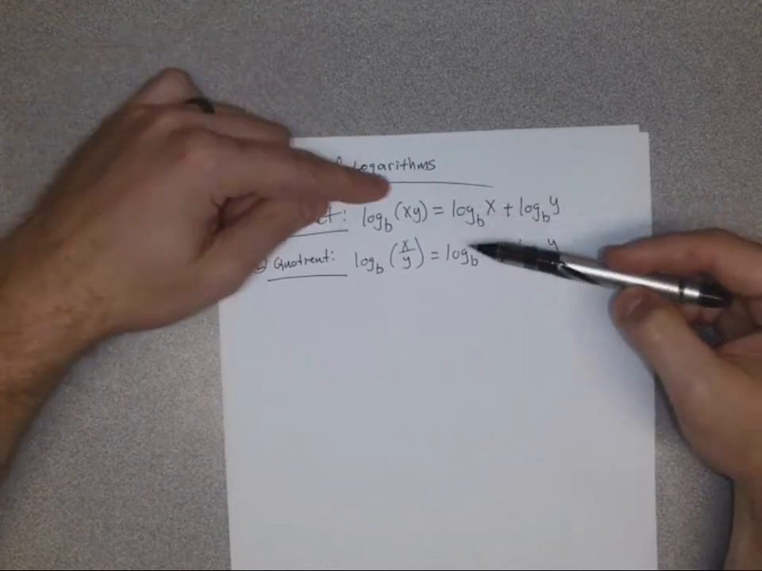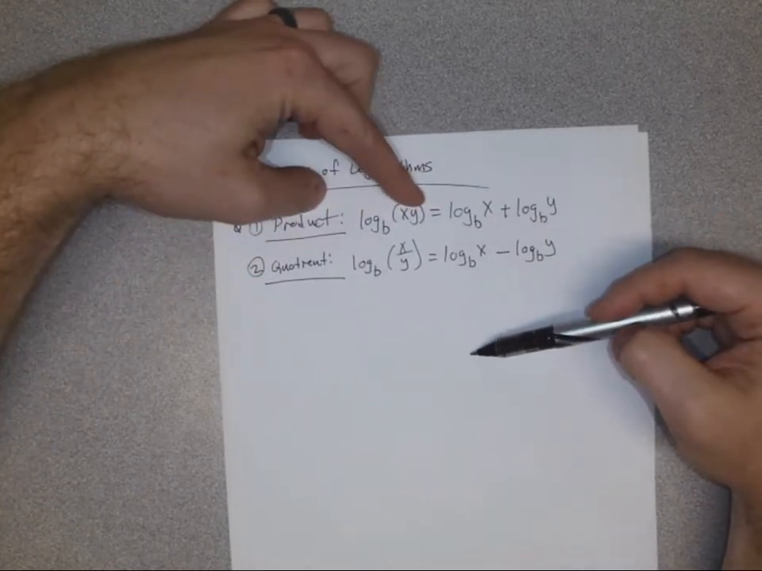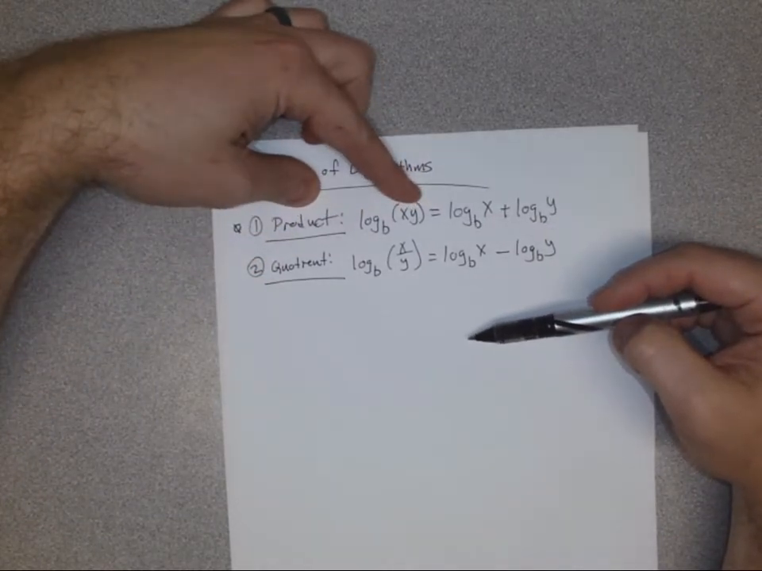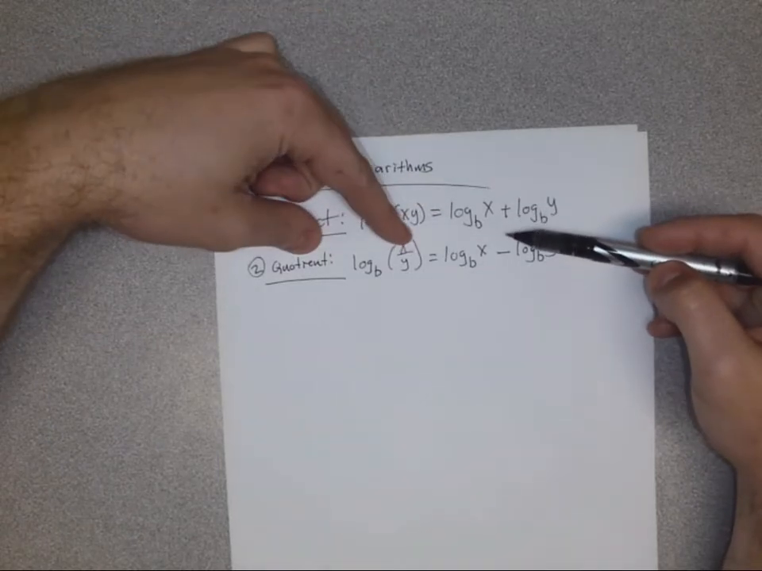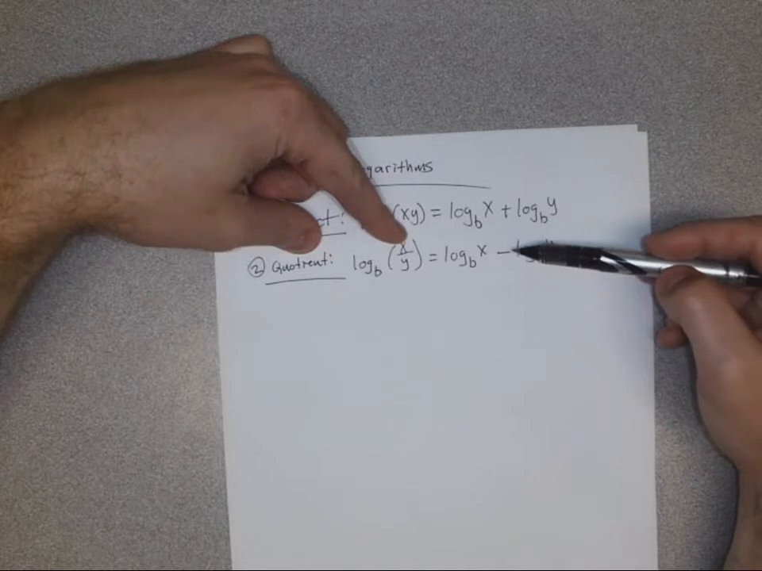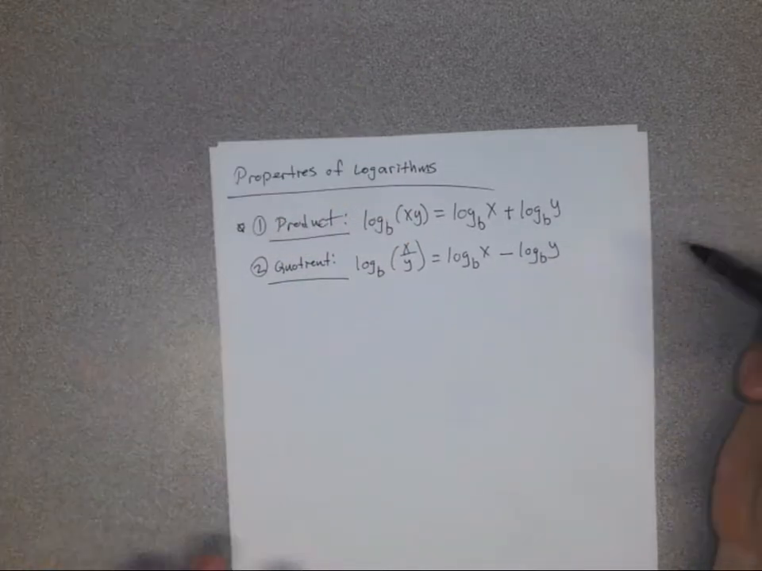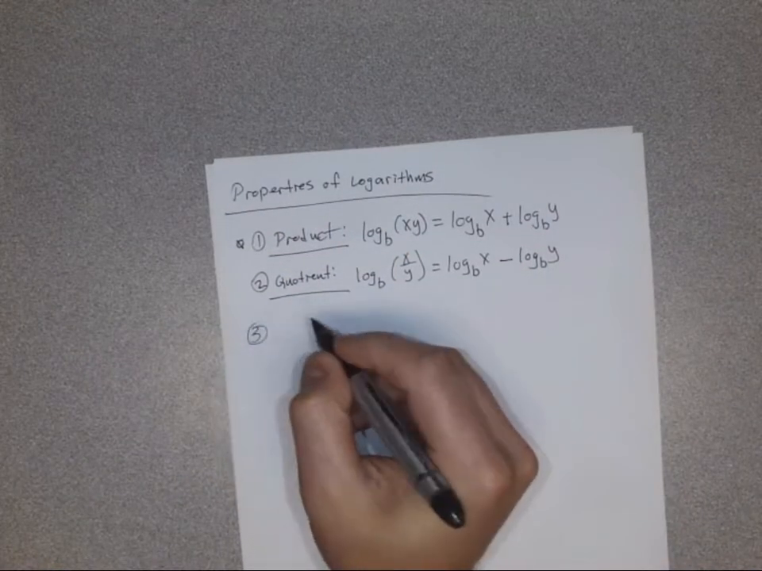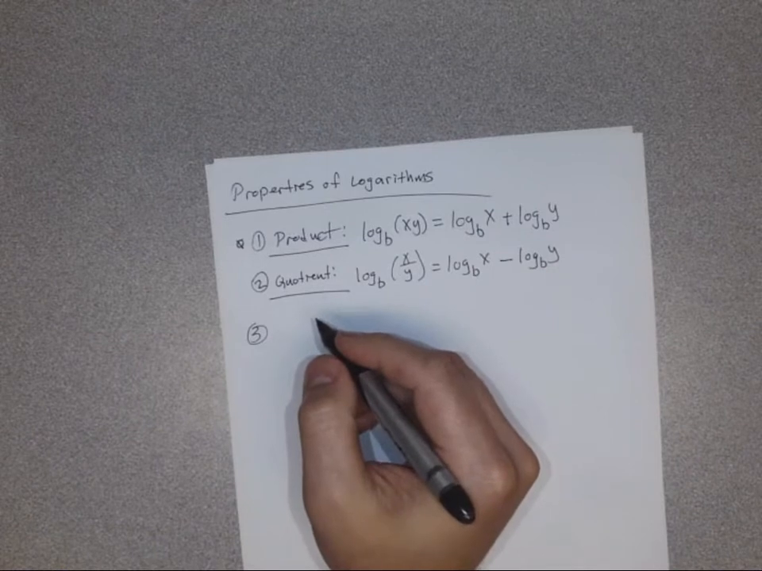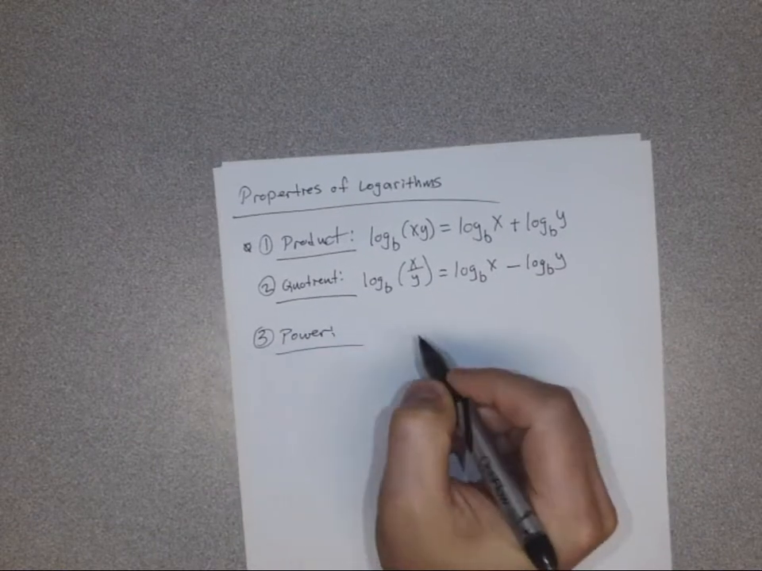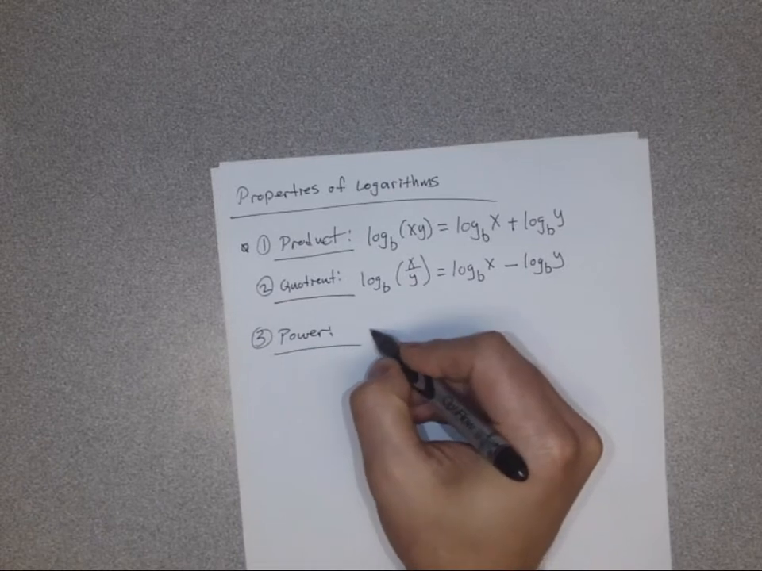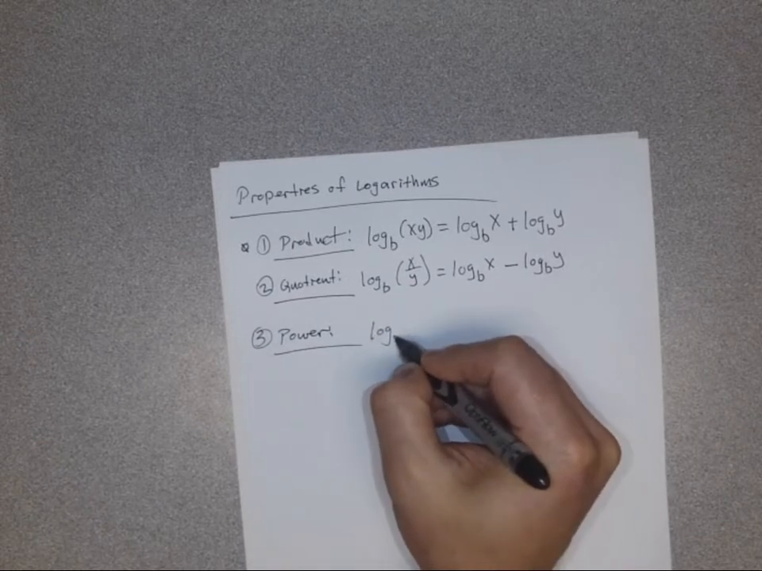So the only difference between these two is up here, it's the product, multiplying. We're breaking them apart and we're adding them together. Here, it's the quotient, we're dividing, we break them apart and we subtract. And then the third one, which is quite useful and will be used a lot, is called the power property. It's simple, easy, and it allows us to do a lot of stuff.